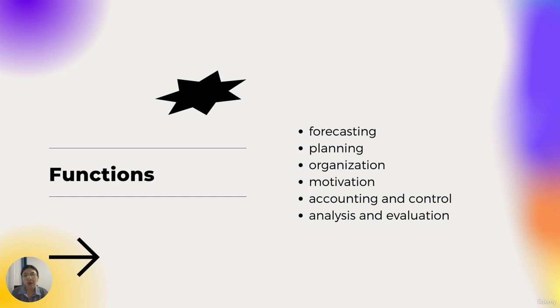Let's talk about the functions. So, the most important components of innovation management are its functions: forecasting, planning, organization, motivation, accounting and control, and analysis and evaluation. So, the first one is forecasting. A forecast is a scientifically based judgment about the possible conditions of an object in the future, about alternative ways of development, and the duration of the object's existence.